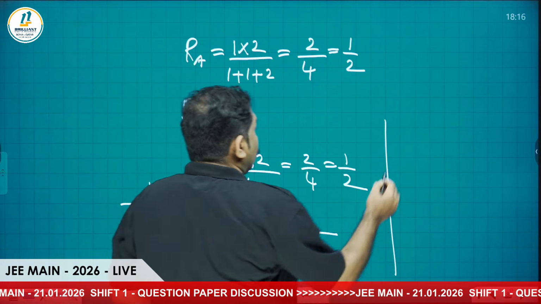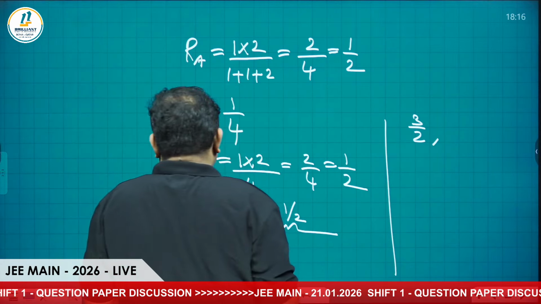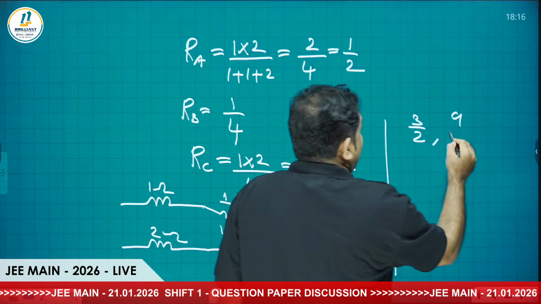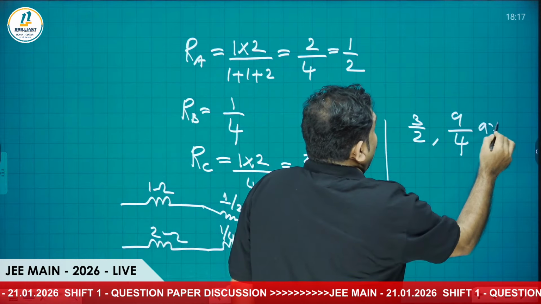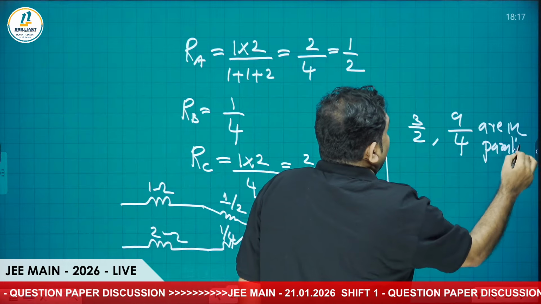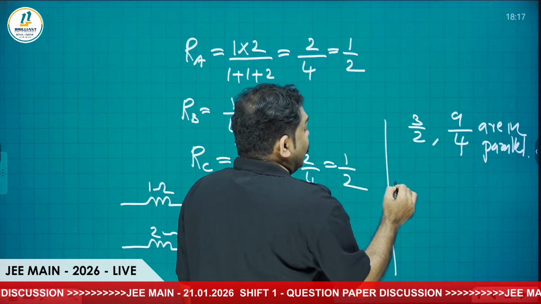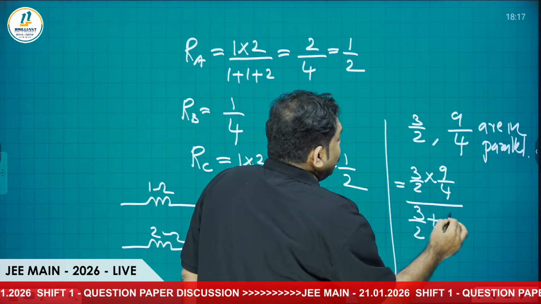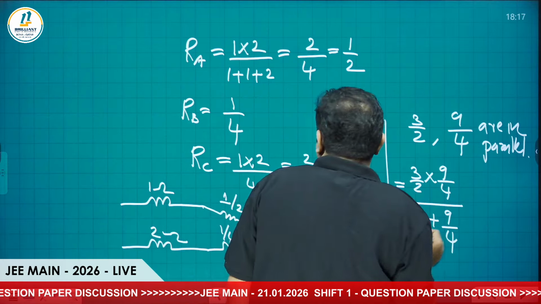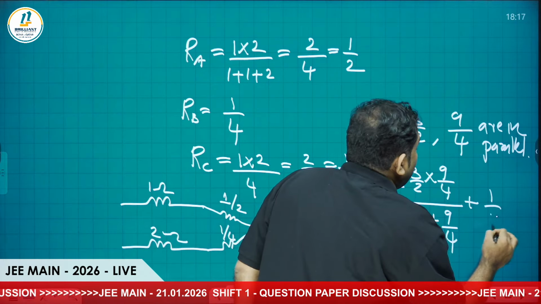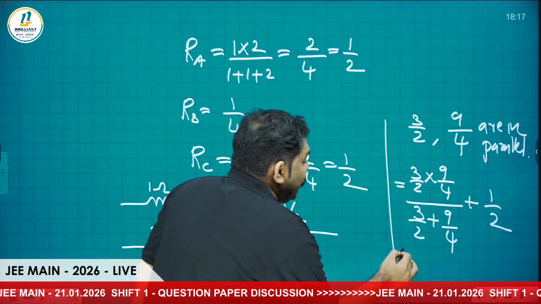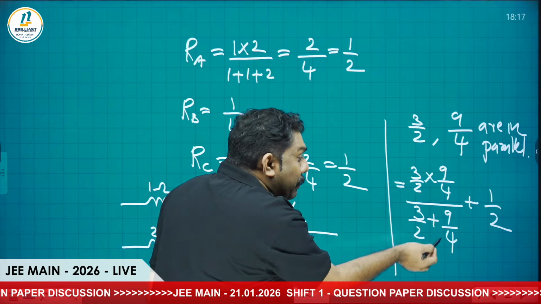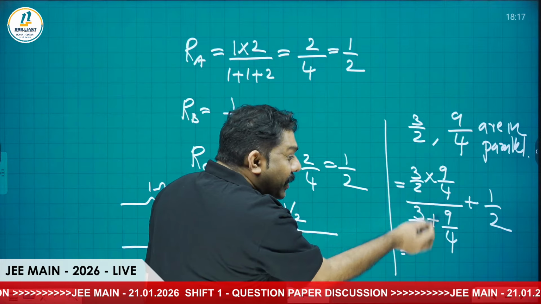So 1 plus 1 by 2 means 3 by 2. And 2 plus 1 by 4 is equal to 9 by 4. 3 by 2 and 9 by 4 are in parallel. Now how can we calculate the equivalent resistance? Since they are in parallel, 3 by 2 into 9 by 4 divided by 3 by 2 plus 9 by 4, then there is 1 by 2 plus. So this we can simplify. That is 27 by 8, and here it is coming 15 by 4. 15 by 4 you can make as 30 by 8.